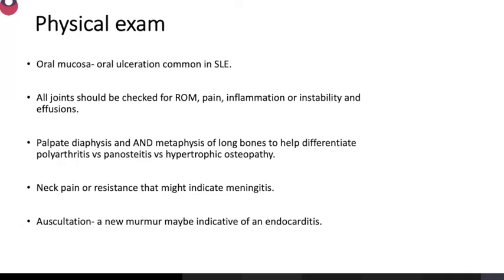And then it's also really important, even if you think pain is coming from the joints, to palpate the whole of the limb and just make sure you check the diaphysis and the metaphysis of long bones, which can help you differentiate from panosteitis, particularly in younger dogs, or hypertrophic osteopathy. And then checking for neck pain or resistance that might indicate meningitis. And auscultation, even though it forms a big part of every physical exam, can be useful again. If you have a new murmur, you might be more suspicious of something like endocarditis, which might signify a hematogenous spread of bacteria.